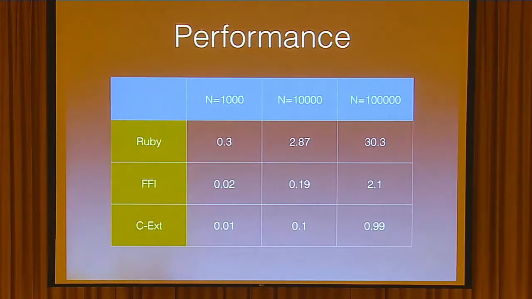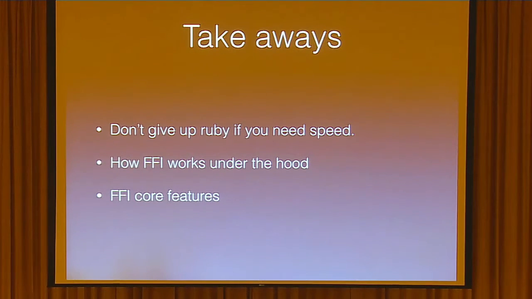The result is that FFI is roughly 15 times faster than Ruby. But the C extension is twice as fast as FFI. And I think it's because FFI does too much type conversion automatically. The takeaway is: don't give up Ruby too quickly if you need speed. And how does FFI work under the hood? That's the core feature of FFI.